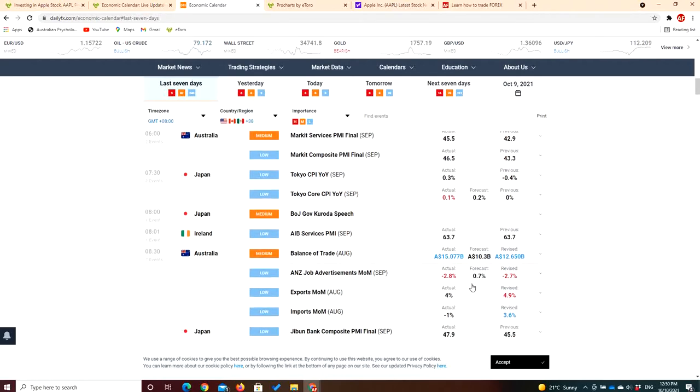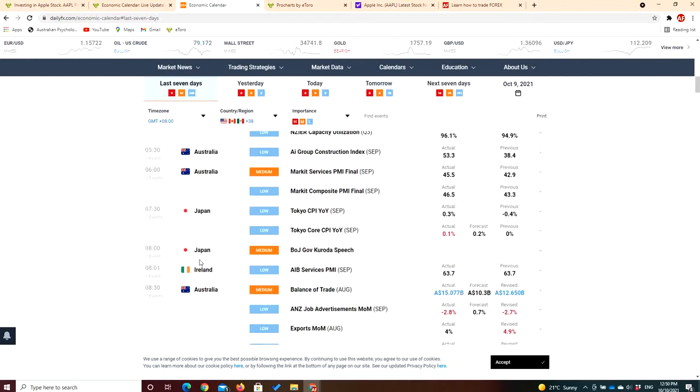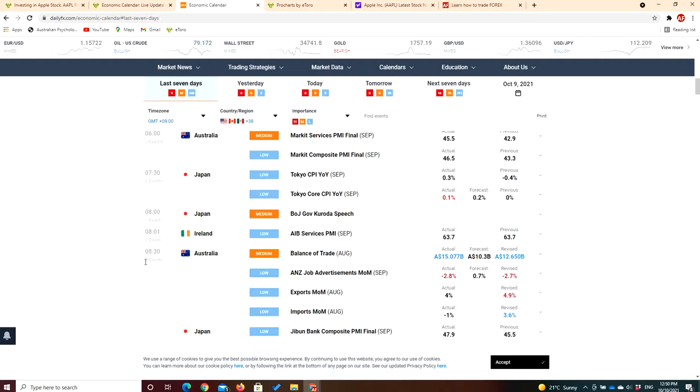So for example, here you can see the balance of trade for Australia. That was on the 5th of October. At 8:30 we have this news. The forecast was 10.3 billion, but the actual is 15. So this is good news. This means that the Australian dollar should go up, and this is 8:30 in the morning.